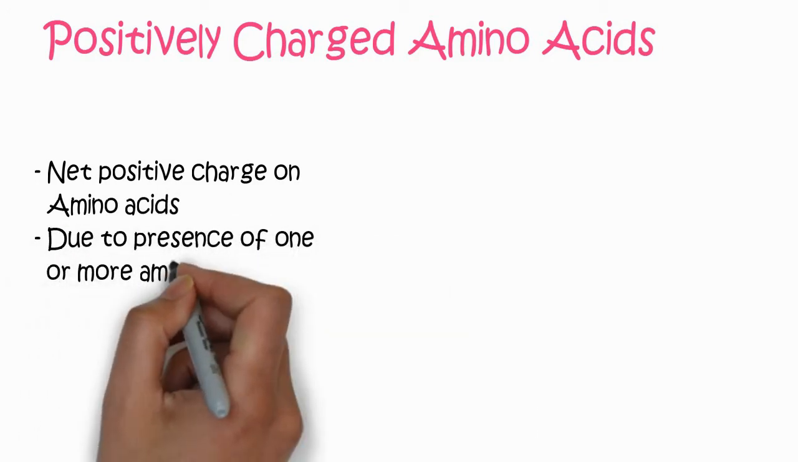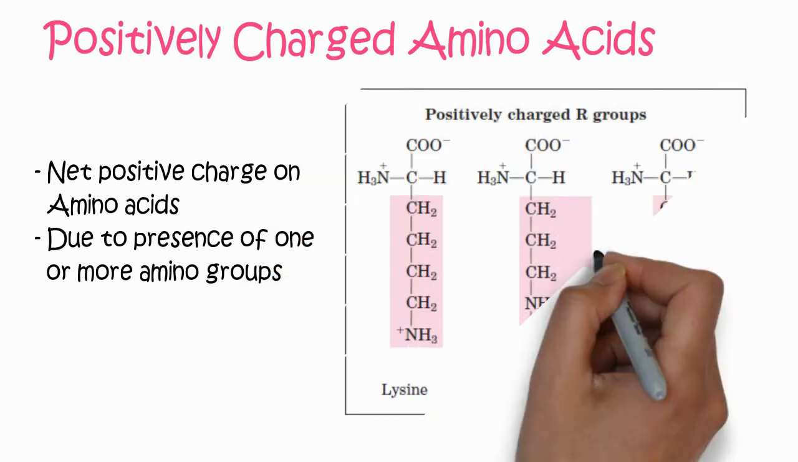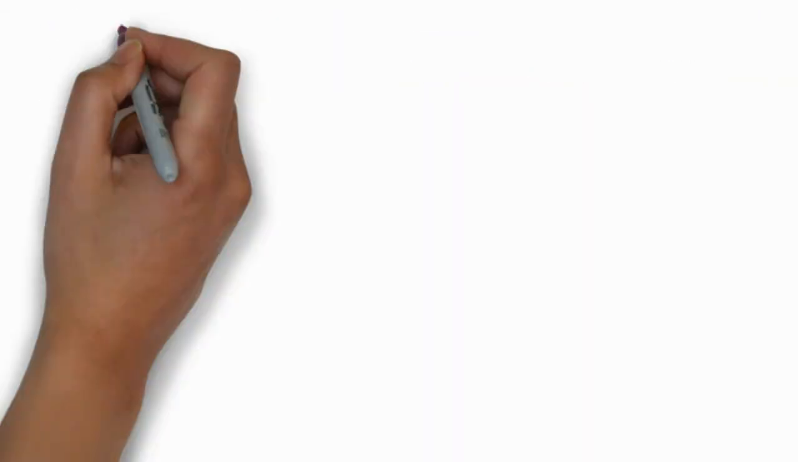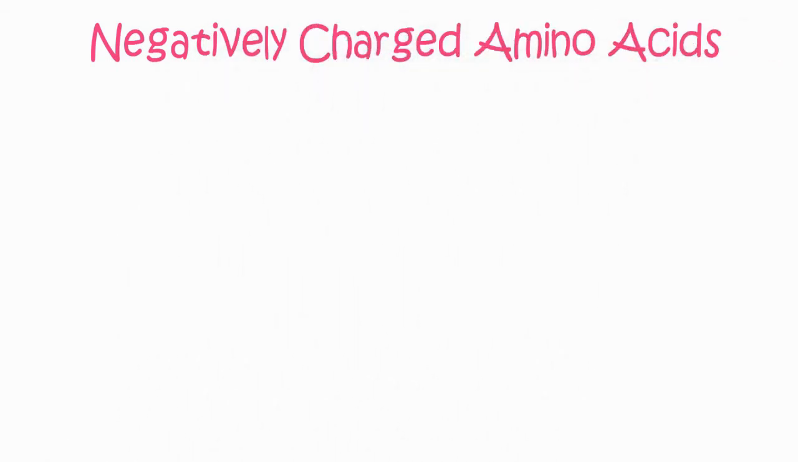Second class is positively charged amino acids. This class contains a net positive charge on the amino acid, and the net positive charge is due to the presence of one or more extra amino groups. You can see here in the case of lysine, arginine, and histidine. In lysine, you have one extra amino group, while in the case of arginine, we have two extra amino groups. Similar is the case of histidine, where we have two extra amino groups. So the amino groups increase the positive charge.